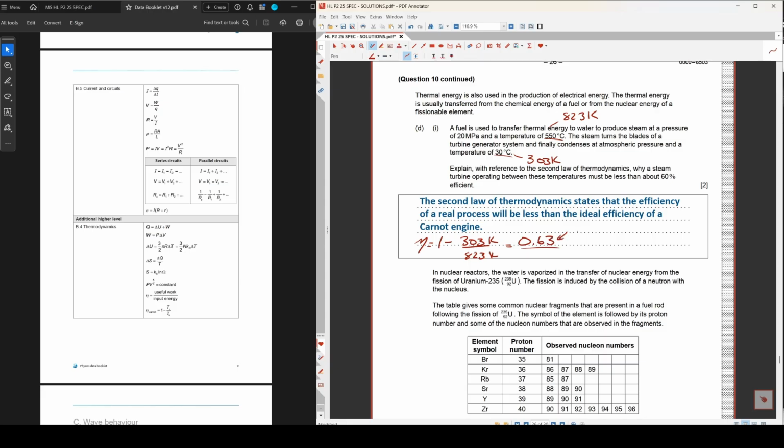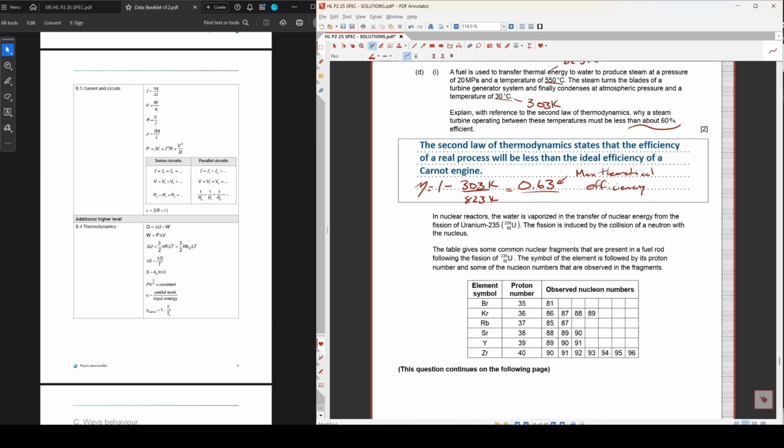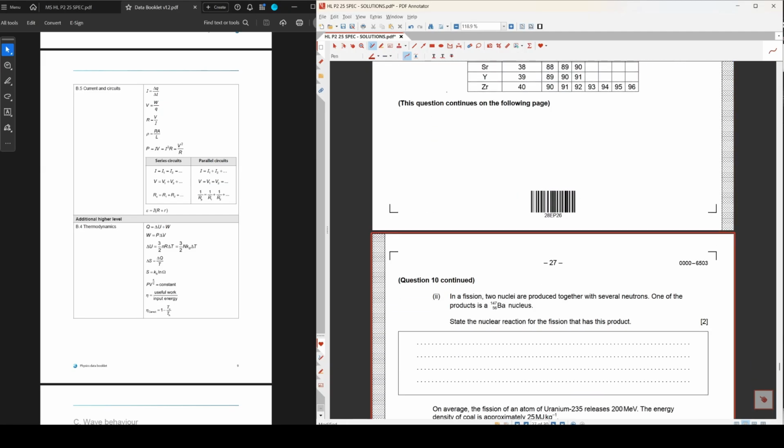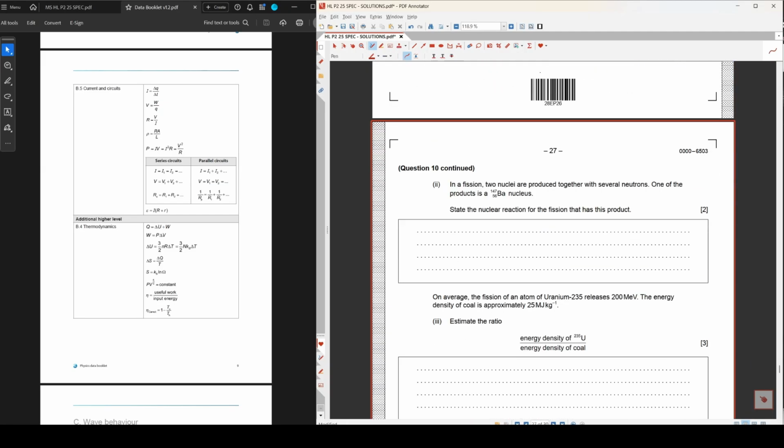So I can say that's the max theoretical efficiency, and I know it's got to be less than that. So that's why they say less than about 60%. Okay, second law, entropy, Carnot, that's the equation to try and do some stuff with. Things are getting weird here at the end of the paper too.